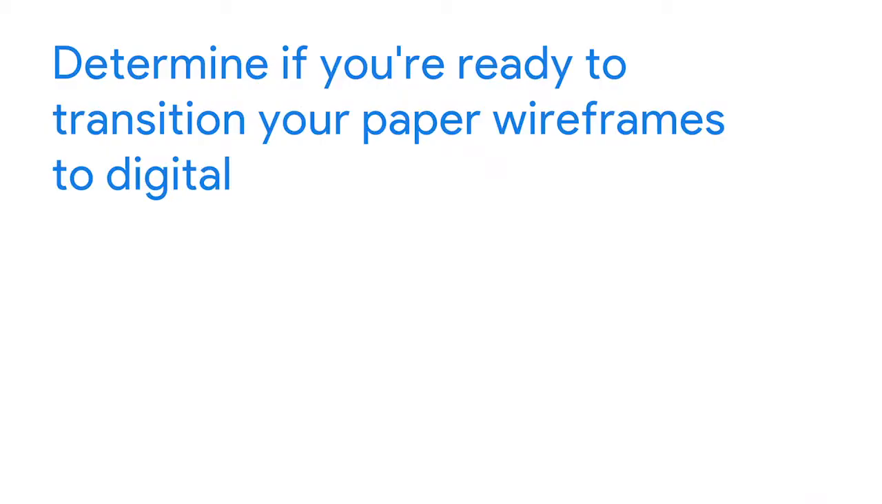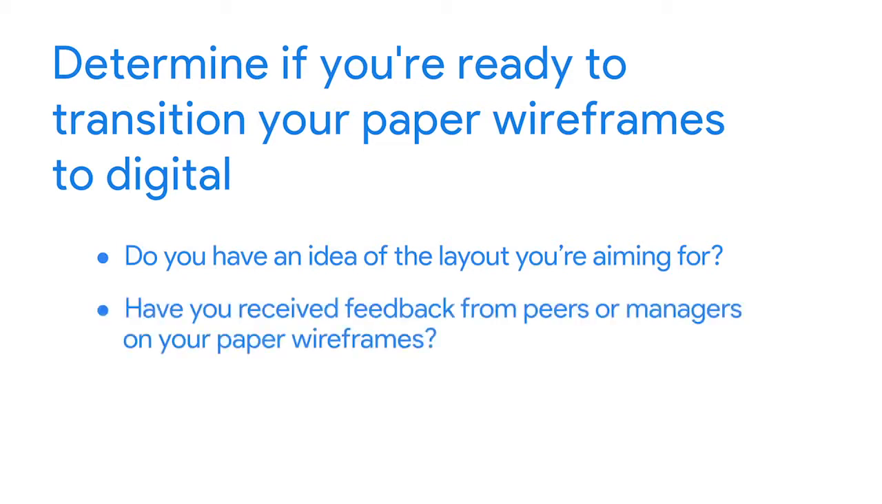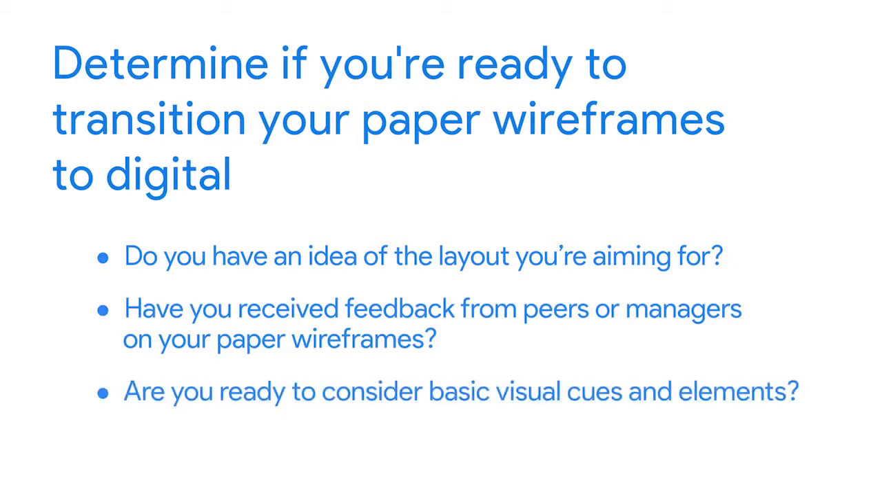To determine if you're ready to transition your paper wireframes to digital, ask yourself a few questions. 1. Do you have an idea of the layout you're aiming for? 2. Have you received feedback from peers or managers on your paper wireframes? And 3. Are you ready to consider basic visual cues like size, text, and typography, or other visual elements like content or images? If you answered yes to all 3 of these questions, then you're ready to start creating a digital version of your paper wireframes.